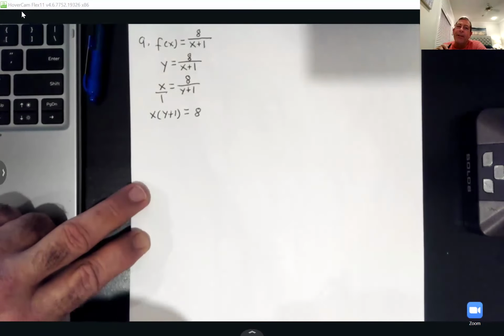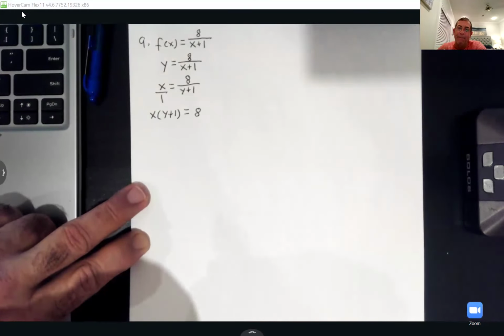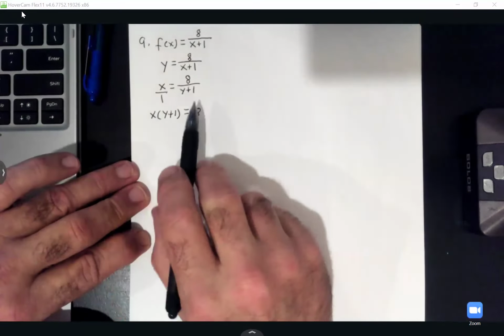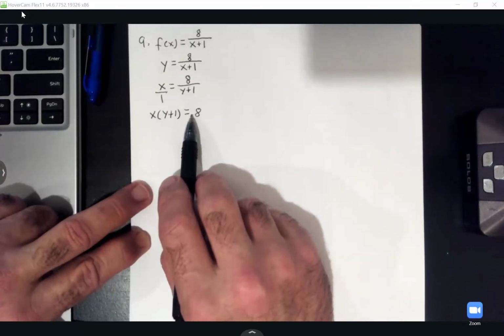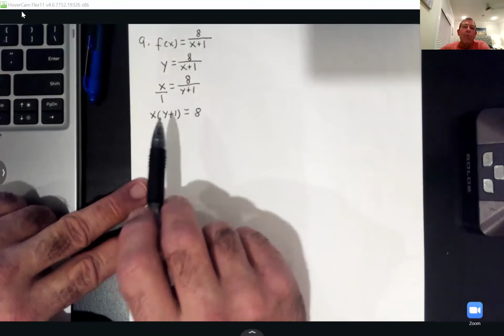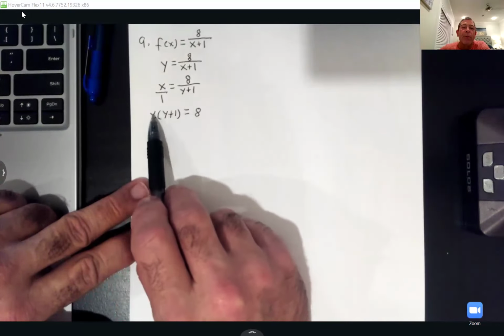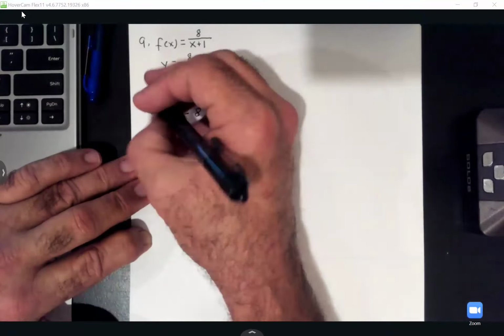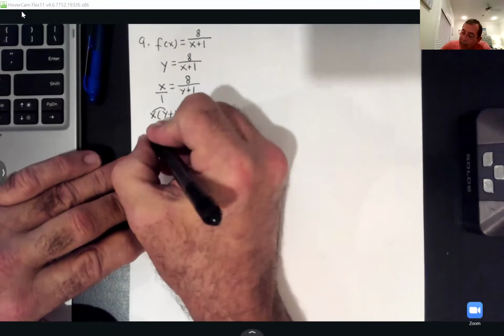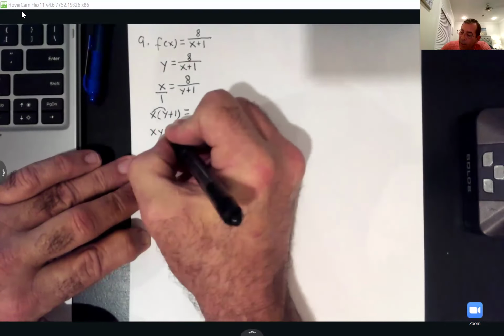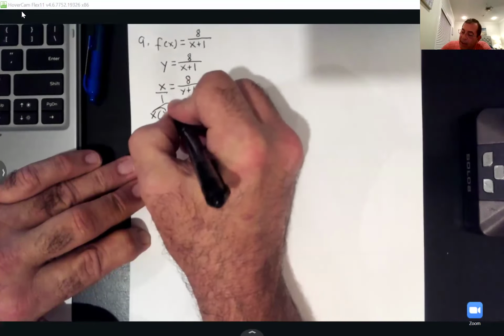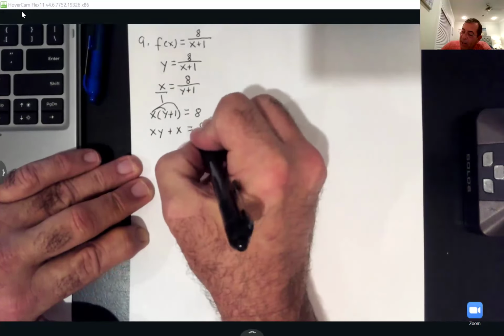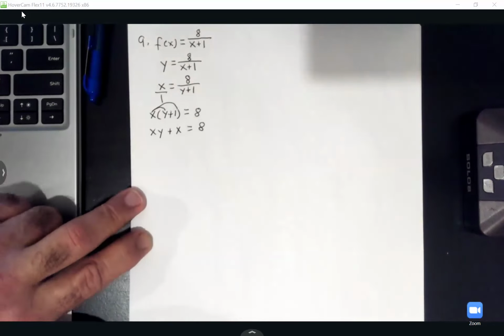So here's the thing. There's 2 ways we can solve this, and I'll show you both ways you can do this. One way is we can distribute that x to get rid of these parentheses. So I can do x times y and get an xy plus x times 1 is an x, all equal to my 8.